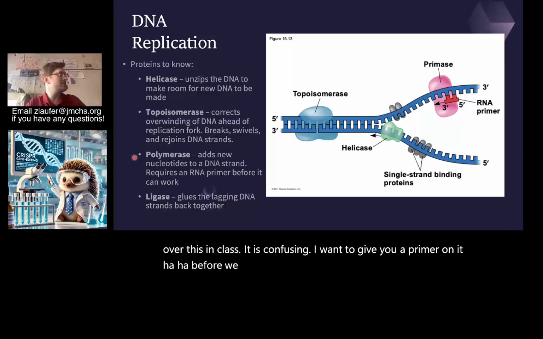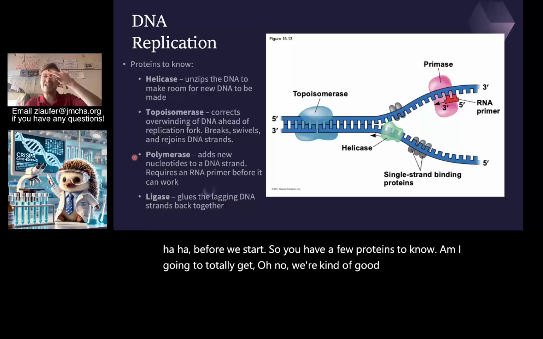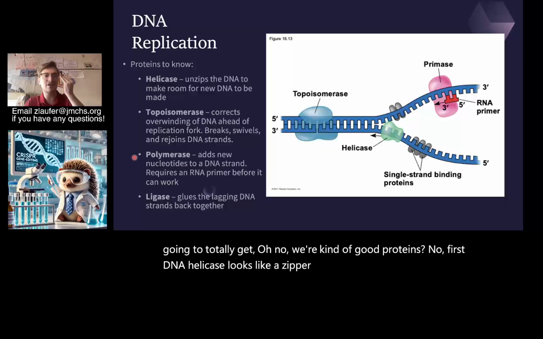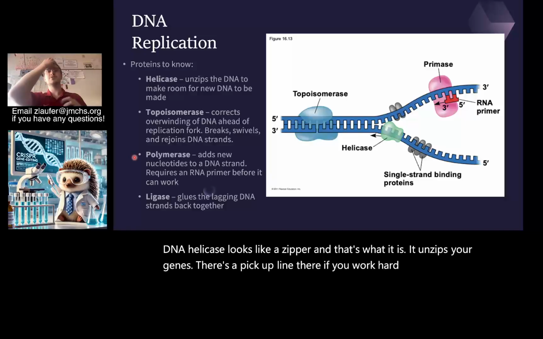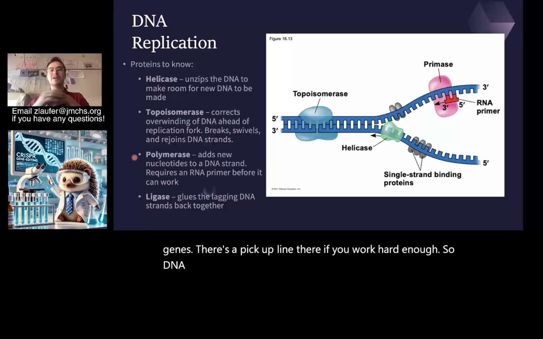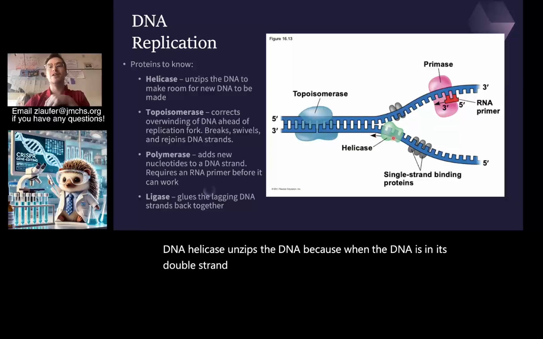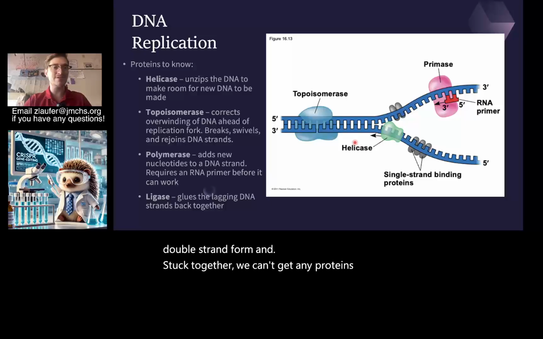So you have a few proteins to know. First, DNA helicase. Looks like a zipper, and that's what it is. It unzips your genes. There's a pickup line there if you work hard enough. So DNA helicase unzips the DNA because when the DNA is in its double strand form and stuck together, we can't get any proteins in there to make copies of it.